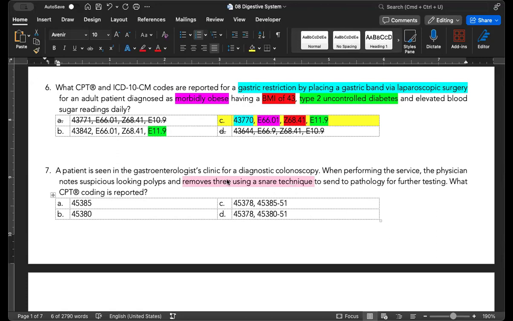So we know that we're only reporting 1 code, so we can automatically rule out C and D. It'd be A. And then we just need to go look at our code descriptions and decide if it's 45385 or 45380. It's A because it was a snare used. Because the 45380 is just a biopsy, whereas the 85 is with the removal of tumor, polyps, or other lesions by a snare technique. So since we removed 3 polyps using that snare technique during the colonoscopy, then it would be your 45385.